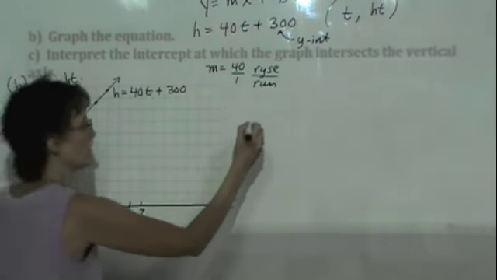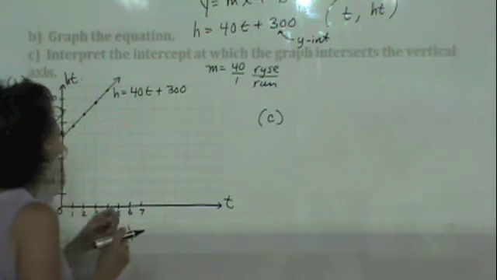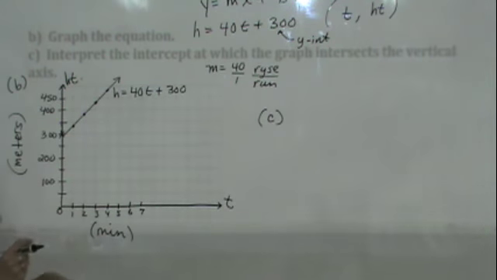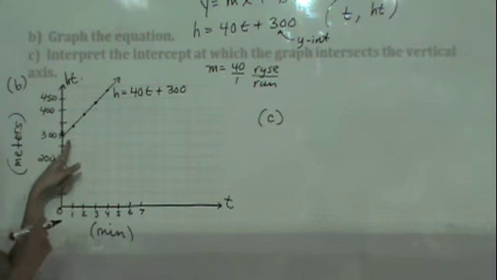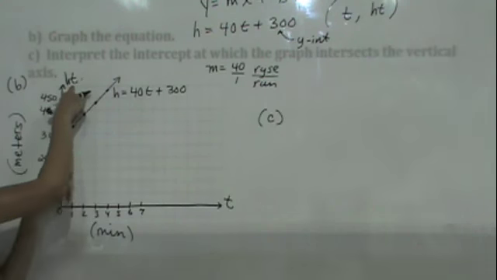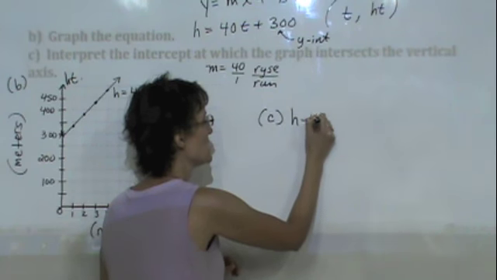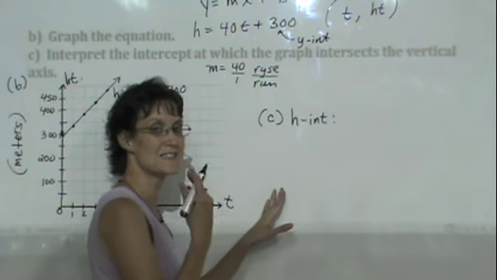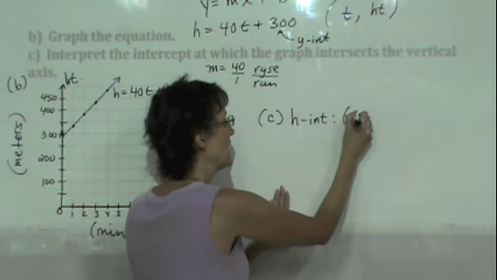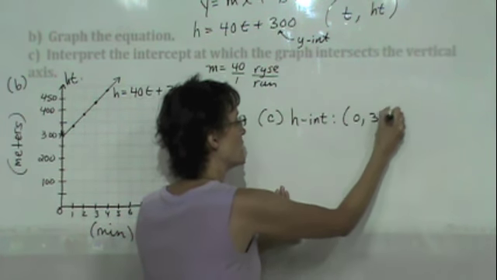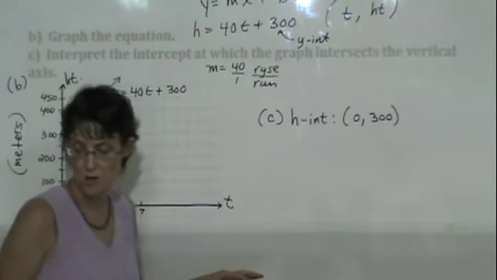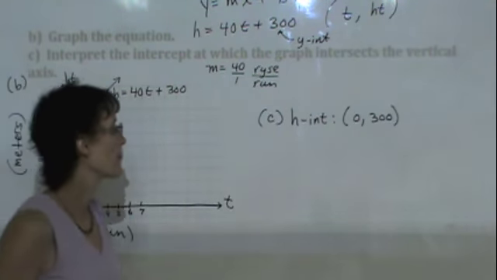So then let's look at part C. Interpret the intercept at which the graph intersects the vertical axis. My vertical axis is up and down. So that's actually my h-intercept. To this problem, this is the h-intercept. Please get in the habit of writing this as a coordinate. It is (0, 300). So that's what that is there.